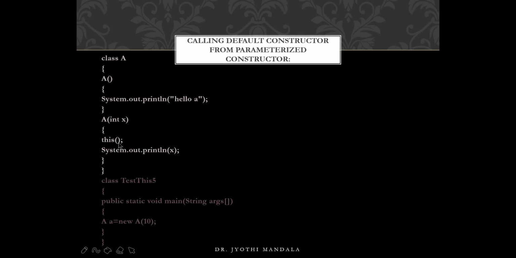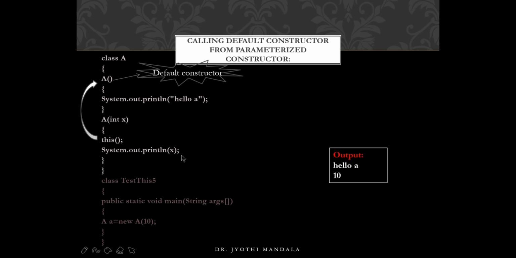Whenever I write this without any parentheses or parameters, the control will move to the default constructor, because we are not giving any values here. What is our class name? A. So it will call the default constructor, and this will be executed. The control will go here and you will get an output of hello A, and then it will come back and this will be executed. You will get an output of hello A, and your x value will be 10, because we have sent a parameter of 10.